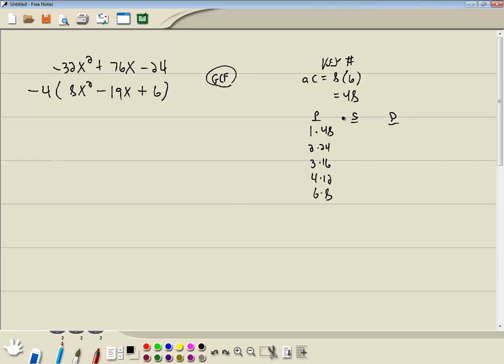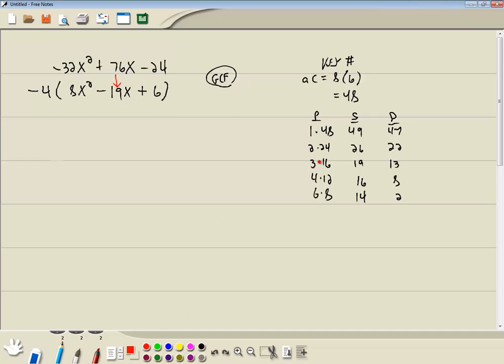The S column, S for sum. We want to add these together. 1 plus 48 is 49. 2 plus 24 is 26, 19, 16, 14. Difference column. We want to subtract smaller from larger. 48 minus 1 is 47. 24 minus 2 is 22. 13, 8, and 2.